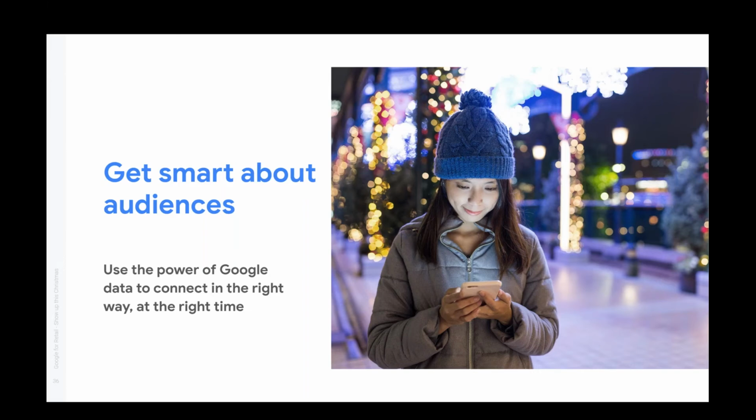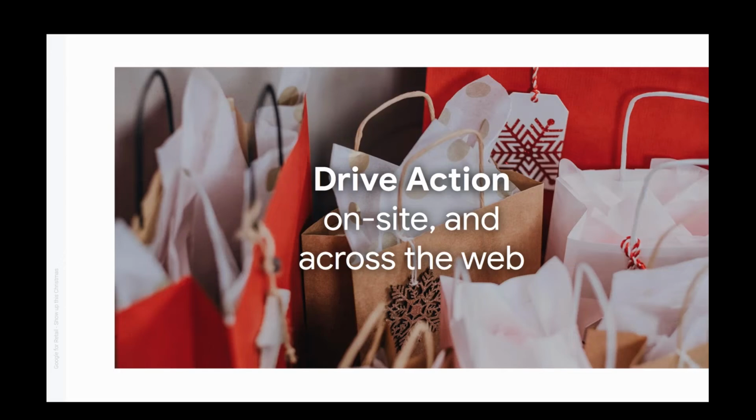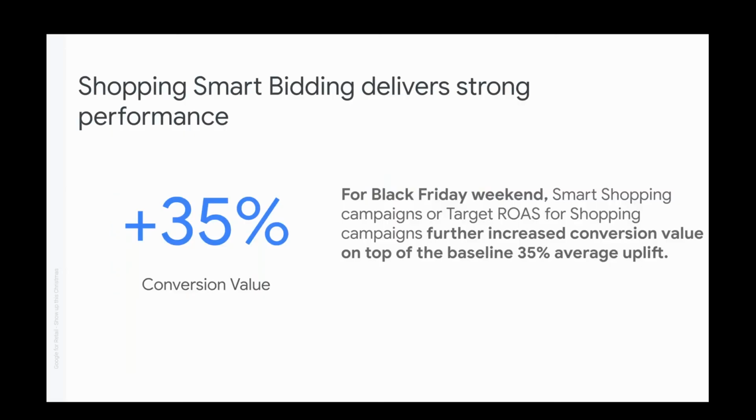Our third and last step is to drive action. Drive action on your website, drive action across the web. How can you drive action? This is where our smart shopping campaigns come into play. This format will help you find customers that are looking for your products across search, Google Display Networks, YouTube, and Gmail. Optimization is done automatically for you to reach your goals. And on average, we're seeing an increased 30% average conversion value at a similar cost compared to our standard shopping campaigns.